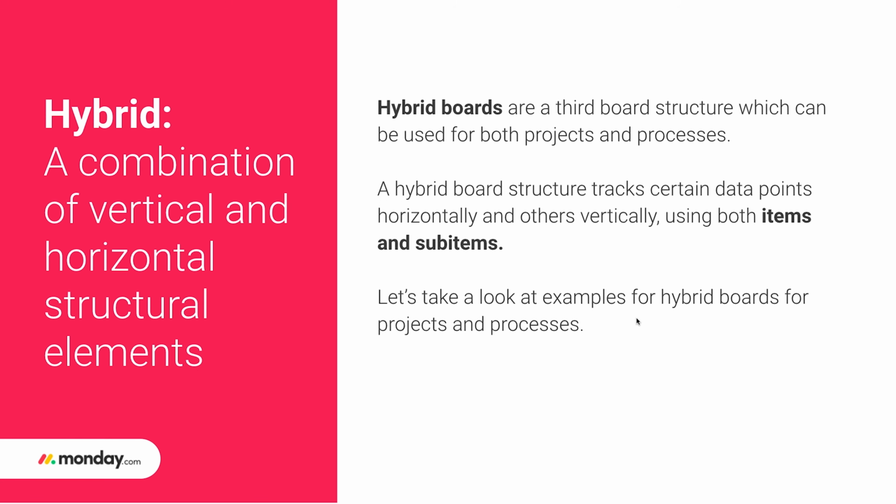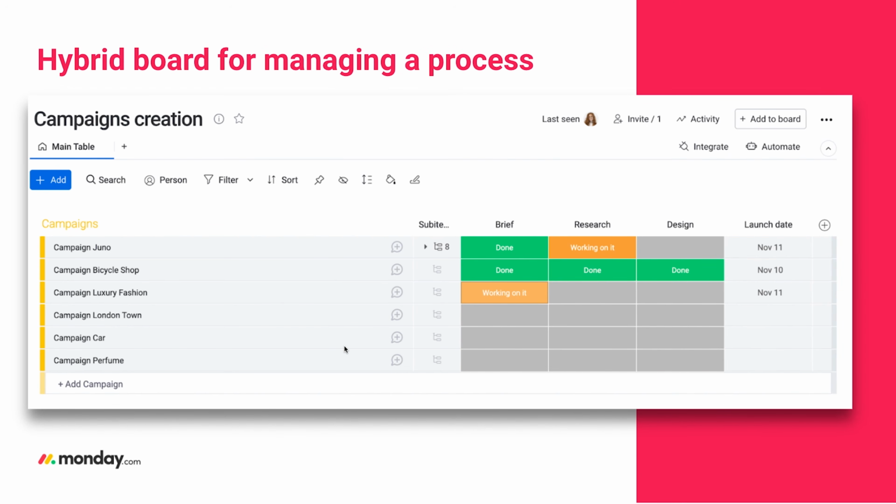So let's take a look at a couple of examples. So a hybrid board for managing a process. So here we have a campaign creation board where each item is the campaign. So again, the campaign is our instance. We're tracking some of the high level tasks in columns on the item level horizontally. And then you can see we have 8 sub items that we're tracking vertically, right? So this becomes a hybrid structure.